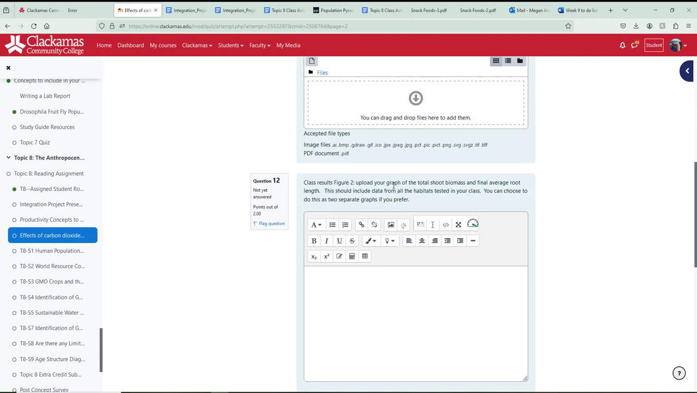And then for the second one, upload your graph of the total shoot biomass and the final average root biomass. This is data from all the habitats tested in your class. You could do it as 2 separate graphs if you prefer, one for the shoot and one for the root, or you can have it all on the same. Just make sure that you distinguish. If you're going to do it on the same, you have a legend.